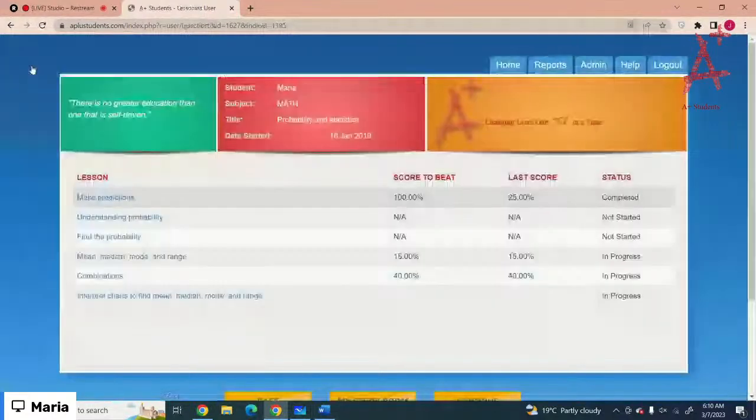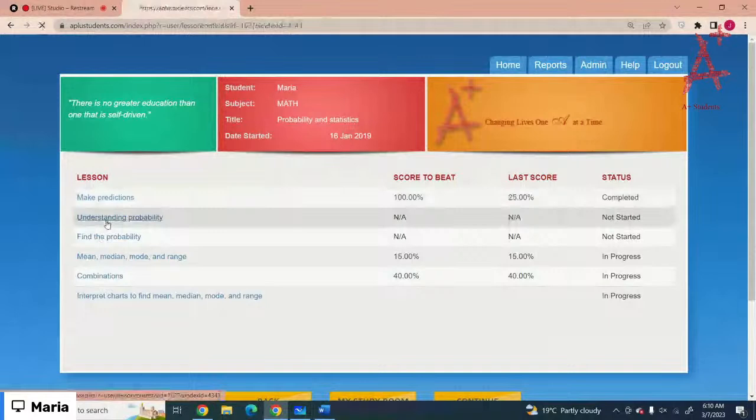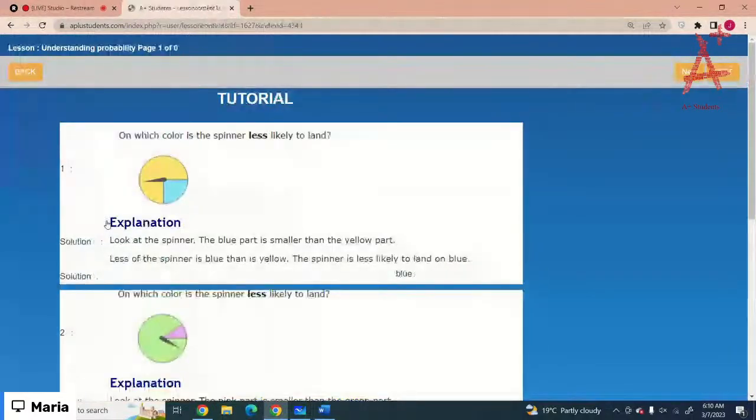The next lesson is understanding probability. Let's just start with understanding probability. Okay. On which color is the spinner less likely to land? Which color is less on the spinner, blue or yellow? The blue color is less on the spinner.